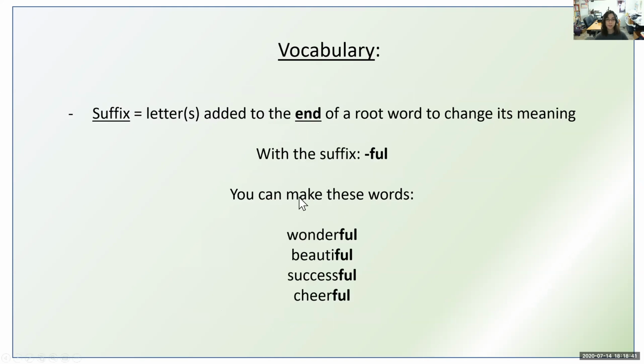Then we also had suffix, which is kind of like the opposite of prefix, because with a suffix, the letter or letters are added to the end of a root word to change its meaning. So with the suffix full, you can make words like wonderful, beautiful, successful, cheerful, such as full of wonder, full of beauty, full of success, full of cheerfulness, all of those. So again, a suffix is a letter or letters that are added to the end of a word to change its meaning.